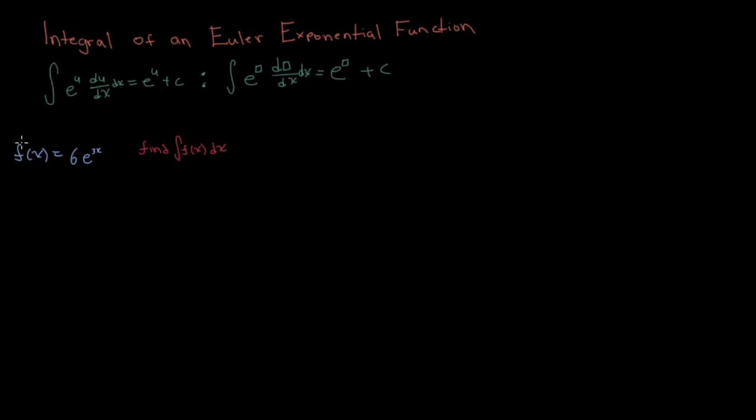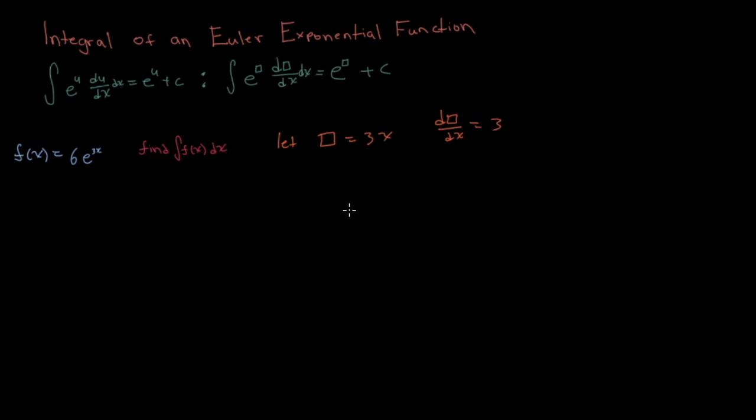Let's say we have the following function, f of x is equal to 6 times e to the 3x, and we're asked to find the integral of f of x dx. What we can do is define our placeholders. We let our placeholder, this box, equal the exponent, so box equals 3x. That means the derivative of that placeholder, d box by dx, is equal to the derivative of 3x, which is just 3.